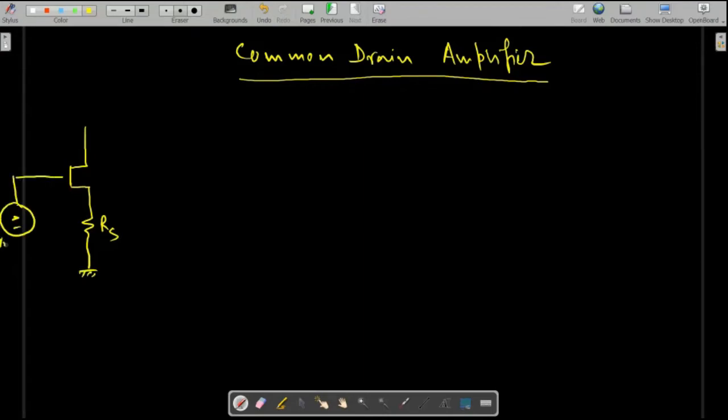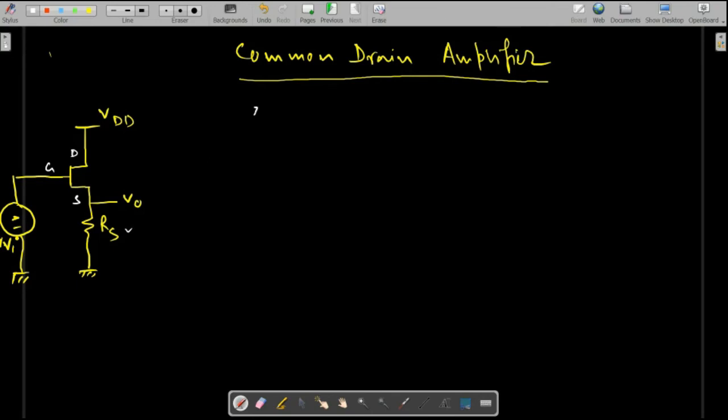So here we have VI, the same circuit, but in the drain terminal we are not connecting any resistance. It is directly connected to VDD, and we are taking output across the source. In the emitter follower common collector circuit, we take output from the emitter. Similarly, here for the common drain configuration or source follower circuit, we take output from the source. Same configuration, only the BJT is replaced by FET, and the name is different. So this is drain, this is gate, and this is the source terminal, and we are taking output from this.